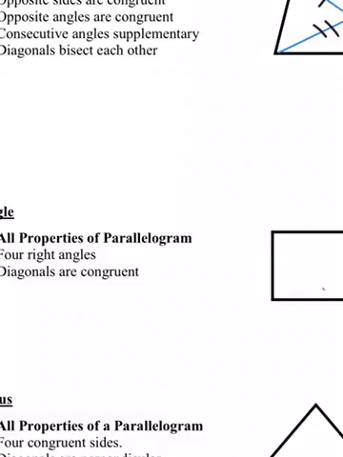On top of that, for the rectangle, of course, we add 4 90-degree angles. And then the diagonals this time are actually congruent. So when you draw the lines across, they should, if done accurately, be the exact same length.